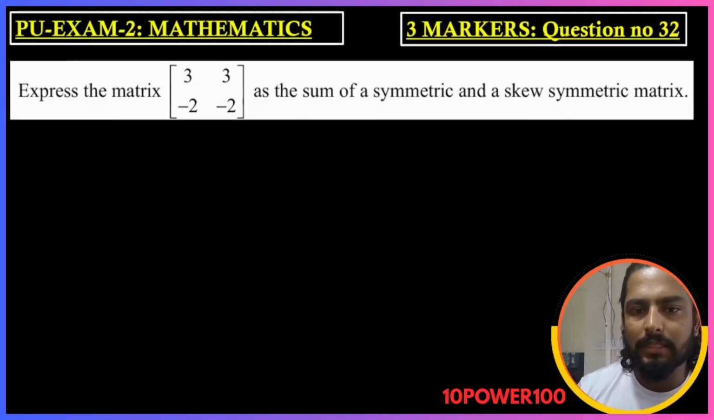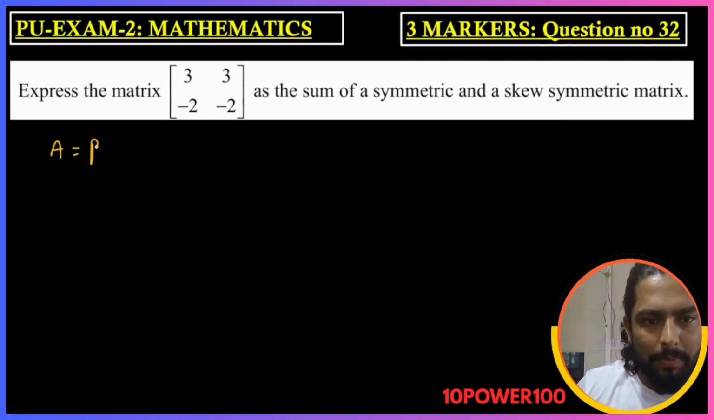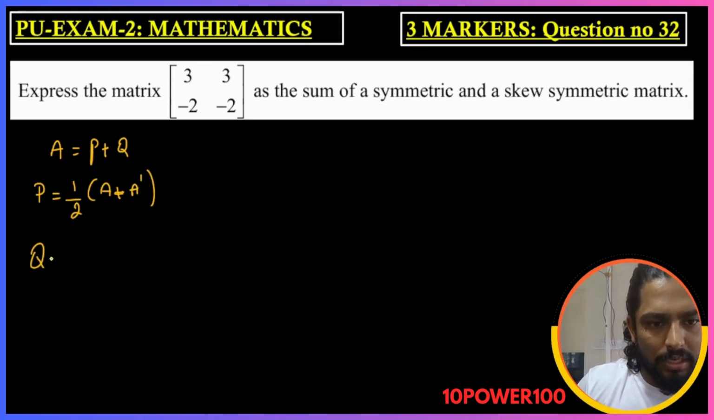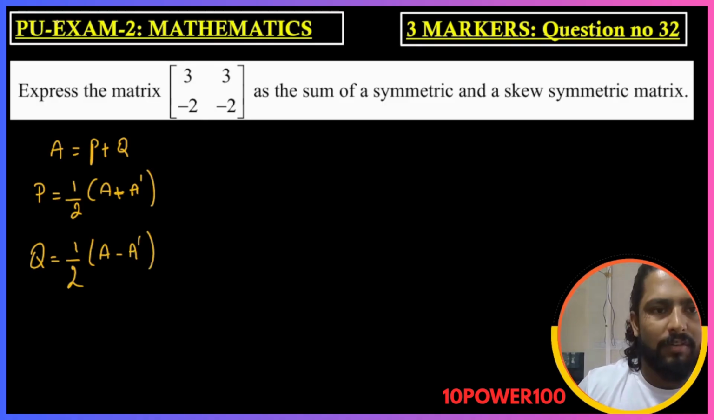Question: express the matrix as a sum of symmetric and skew symmetric matrix. For the first formula, A is equal to P plus Q. Take P is equal to half of A plus A dash, and Q is half of A minus A dash. You have to write these three formulas.